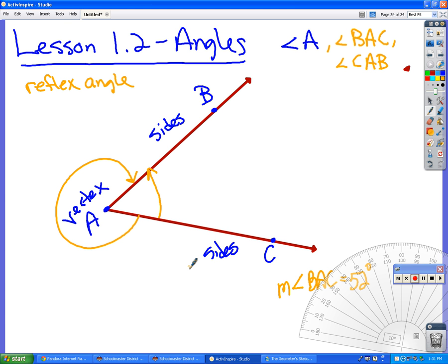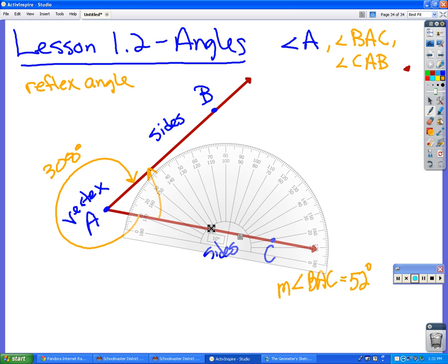128. I like your thinking, but you're a little bit off. 308. Why is it 308? 360. Right, because it's 360 all the way around. So if I have used up 52 of these degrees here, then that leaves me 308 degrees on the outside. So if they ask you to measure the reflex angle, you measure the small one, and then just take that and subtract from 360.